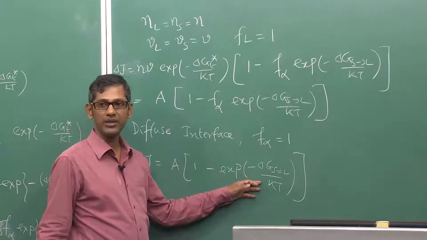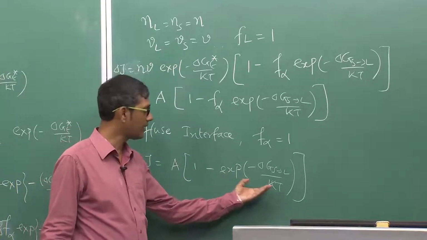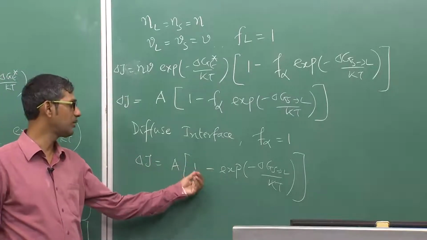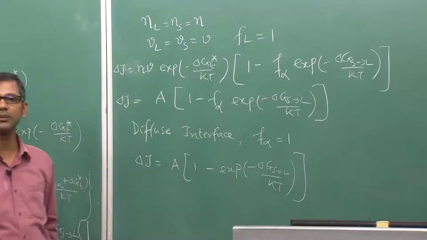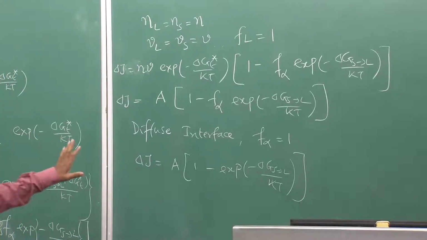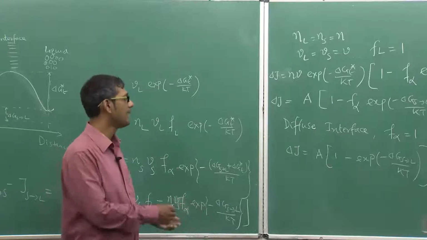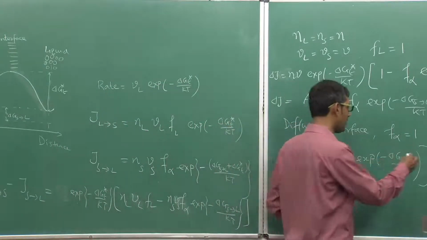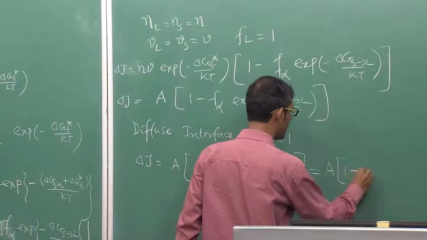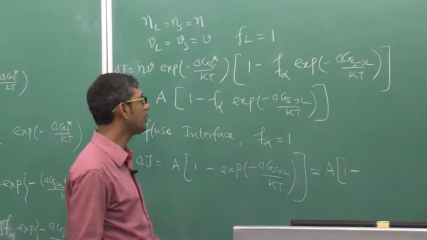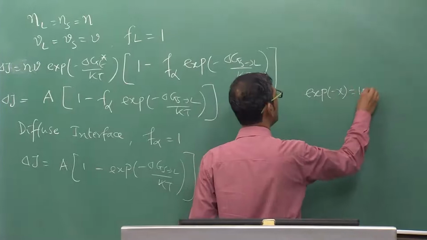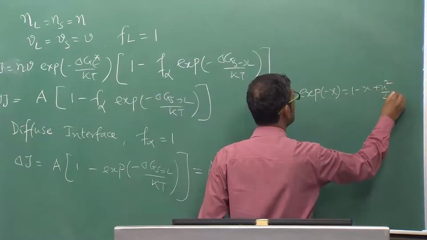Because of this 1 minus exponential, this factor will become smaller as the temperature decreases, so 1 minus this factor will increase, and A is a constant term, therefore growth will increase. So as you can clearly see, for a diffuse interface, such a simplified expression is used all throughout. In fact, one can use a much more simplified expression. I can expand this term and get a simpler term, which mechanical engineers use. You know exponential minus x is 1 minus x plus x squared by 2, and it goes on.